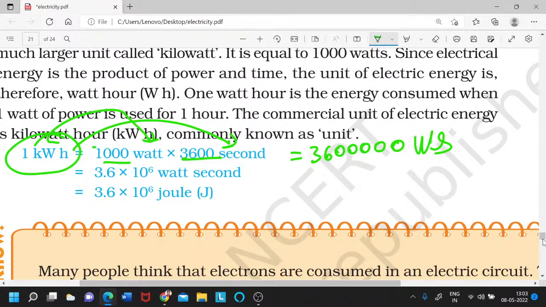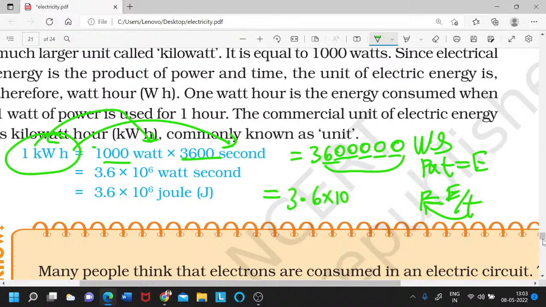What is watt second? Power into time is equal to energy. Power is equal to energy by time, so power into time is equal to energy. So finally, 1 2 3 4 5 6 zeros, I am moving this side. So 3.6 into 10 power plus 6. So watt second we can call as joules.